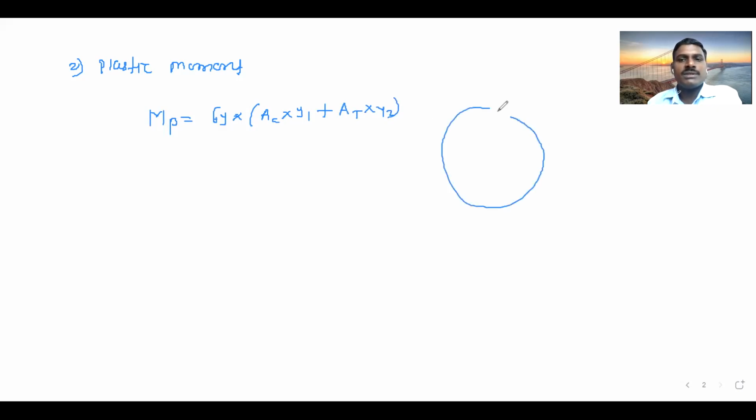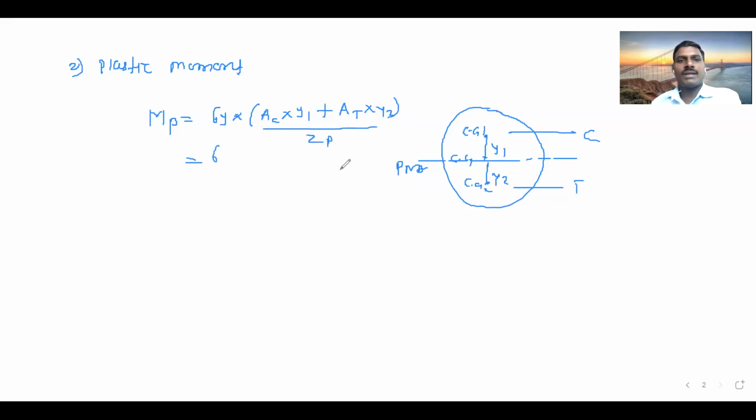It means, if this is the body and this is your plastic neutral axis, this is your Y1 distance, this is the Y2 distance, this is CG1, this is CG2, and this is your CG. The area above the neutral axis is in compression, and here this is tension. So AC is the area above the neutral axis, AT is the area below the neutral axis, Y1 is the centroidal distance of the above area, Y2 is the centroidal distance of the below area, and this is nothing but your ZP. So sigma y into ZP.